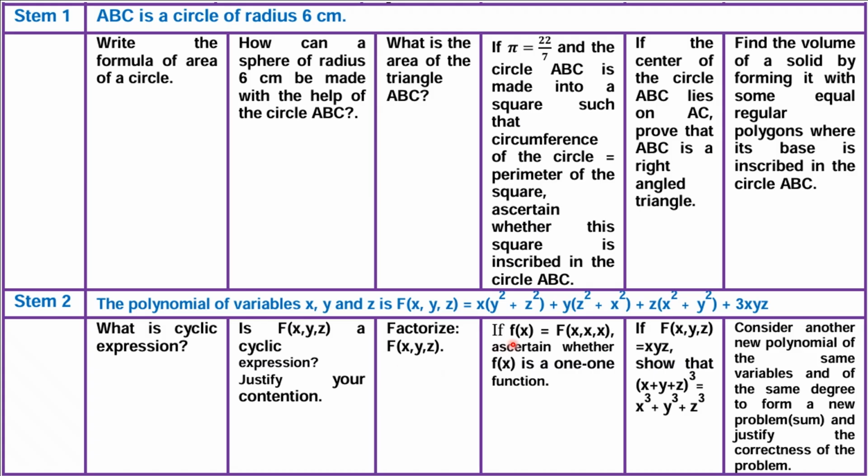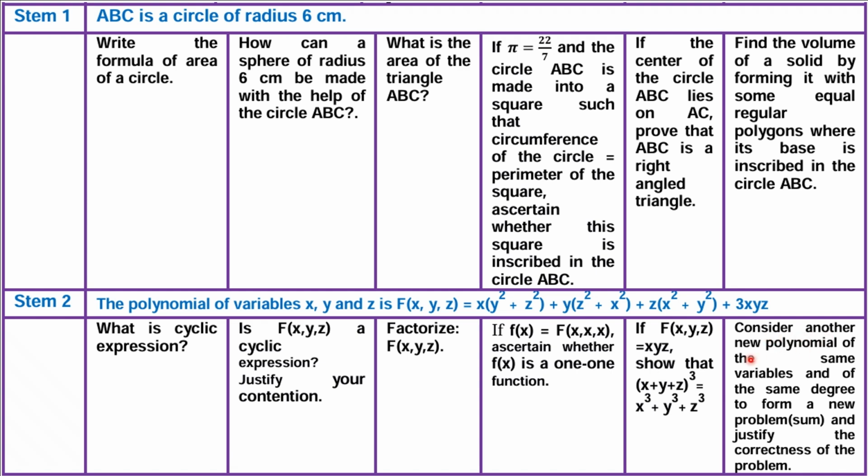If f(x) = F(x), ascertain whether f(x) is a 1-1 function. If f(x, y, z) = xyz, show that (x + y + z)³ = x³ + y³ + z³.